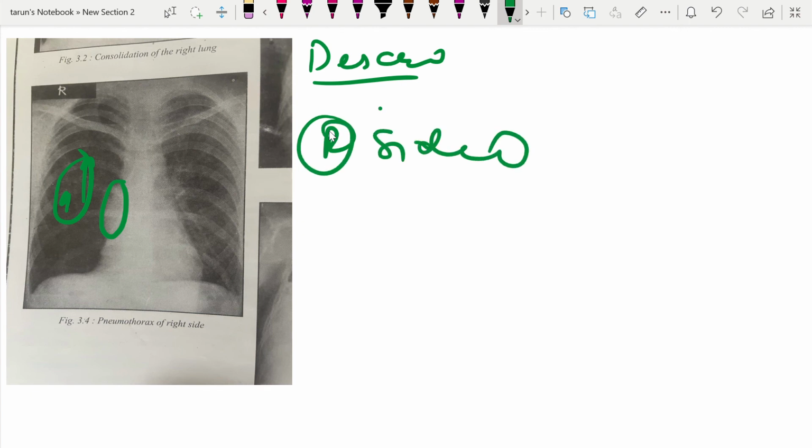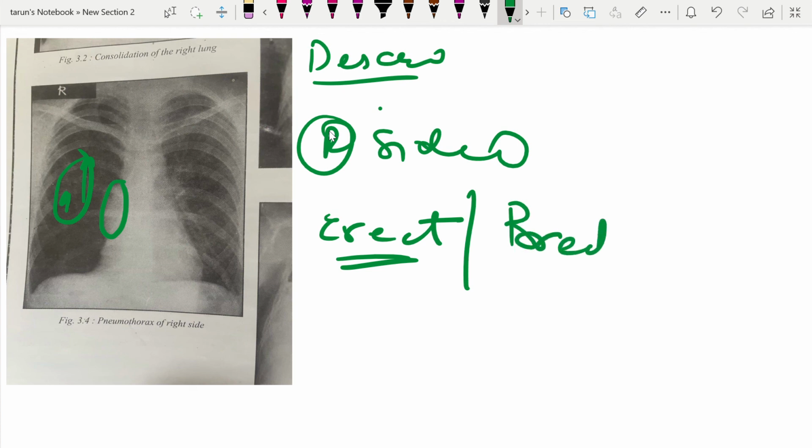In a suspected case of pneumothorax, the X-ray film is taken in erect position with breath held in expiration. So you should take it in erect posture with breath held in expiration. Ideally this should be done in a suspected case of pneumothorax.